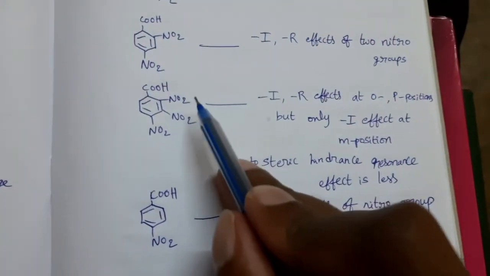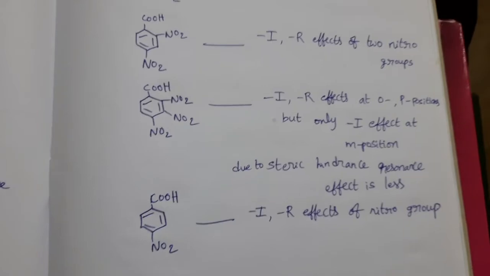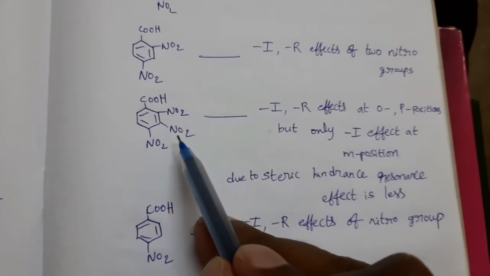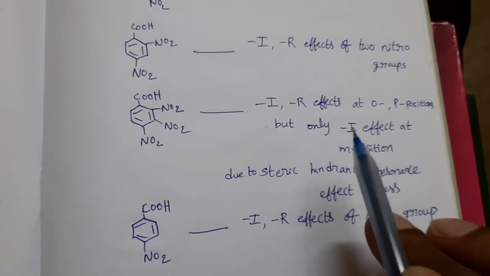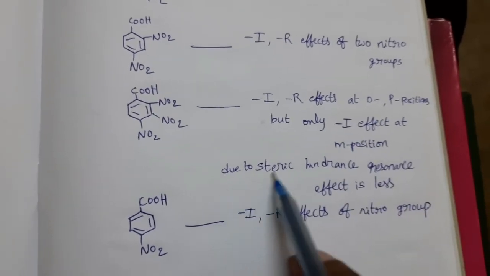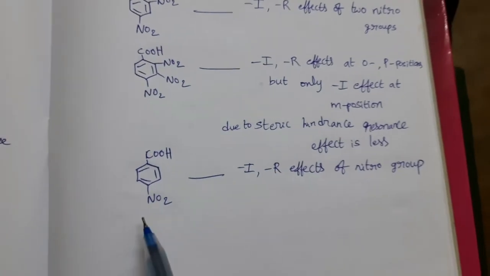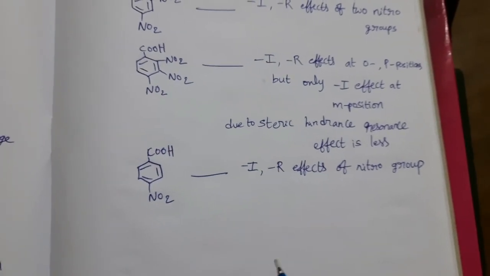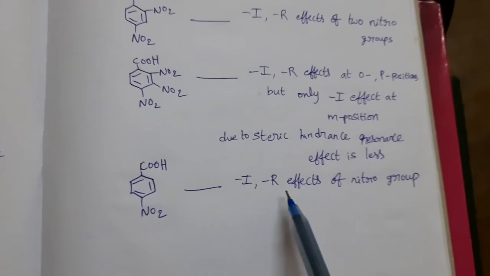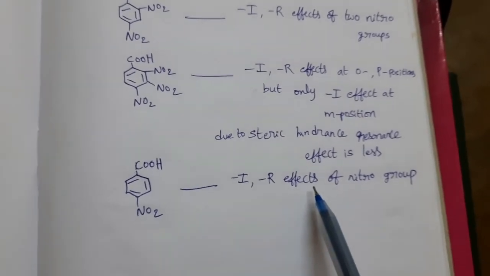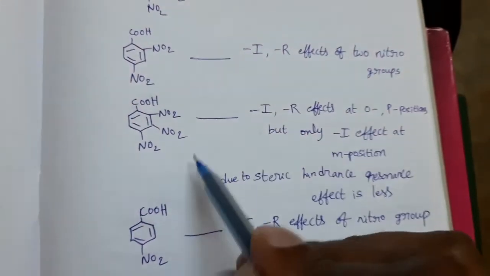In this, though it has three NO2 groups, its acidic character is less, because at meta position we can observe only minus I effect but not minus R effect. And another reason is due to steric hindrance, for this resonance effect is less. In this, only one nitro group is there. So we can observe minus I, minus R effects, and these effects are less compared to these two.